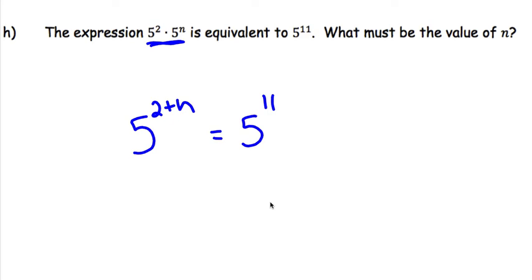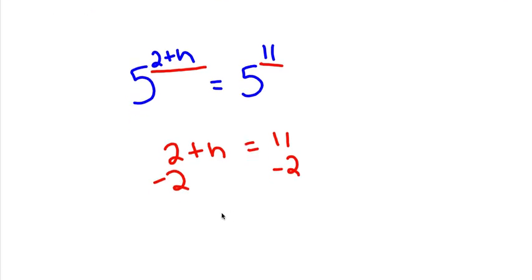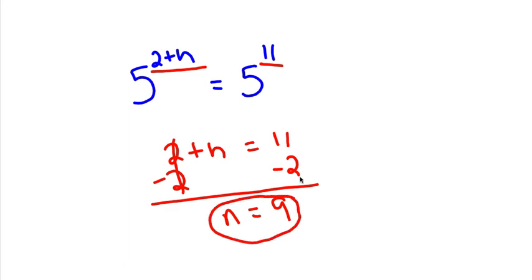Now, if these two are supposed to be equal, then that means they already have the same base. That means 2 plus n has to equal 11. So you could just think in your head, what do I have to add to 2 to get to 11? Or you can just set up an equation. 2 plus n has to equal 11. How do we solve this? Well, we get rid of that 2. It's a positive 2, so subtract 2. 2 minus 2 is 0, and then we have n equals 9. So there is your final answer for the last one.